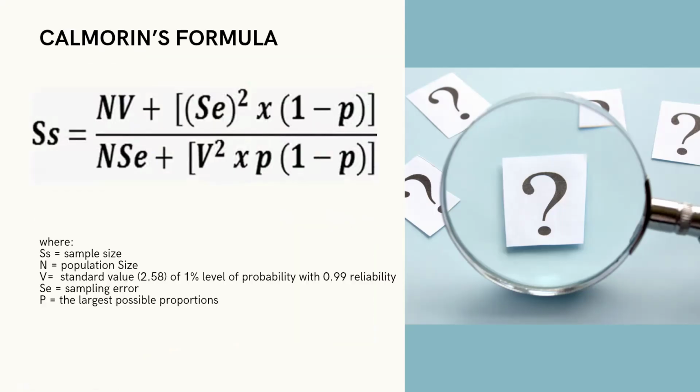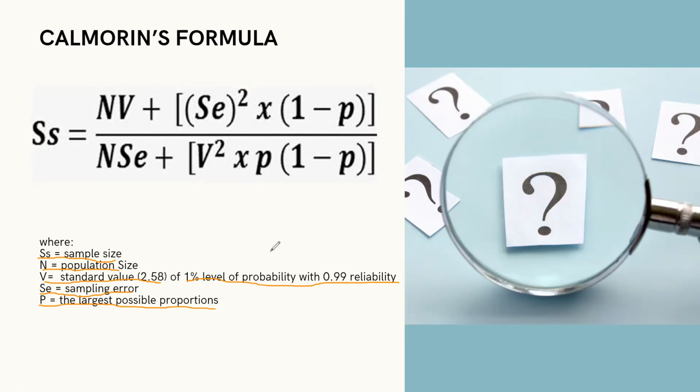What if we have here another formula for calculating the sample? And this we will use the Calmorin's formula. But again, the most common formula that we use in calculating the sample is the Slovin. So this is another formula in which, of course, SS represents here the sample size, and N the population size. V is the standard value, which is 2.58 at 1% level of probability with 0.99 reliability. And SE is the sampling error. P is the largest possible proportion. So there, we will have here some sample solving.